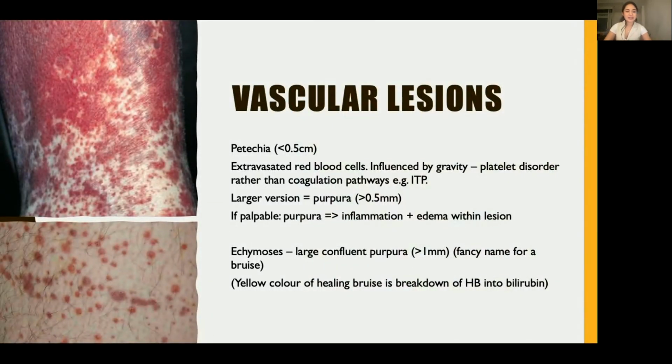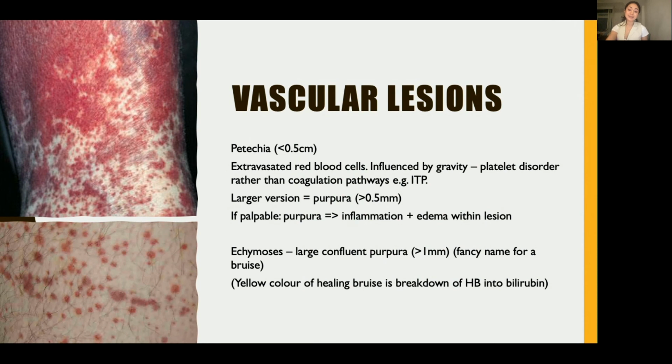And then just to quickly differentiate some of the lesions we see in more vasculitic diseases. Petechiae are less than 0.5 centimeters, and they're just extravasated red blood cells, and they're influenced by gravity. They're more a result of platelet disorder rather than coagulation pathways, so you see that in ITP. And the larger version would be purpura. Purpura is over 0.5 centimeters, sorry, not millimeters. And if they are palpable, that indicates some sort of inflammation going on, and there's edema within the lesion.